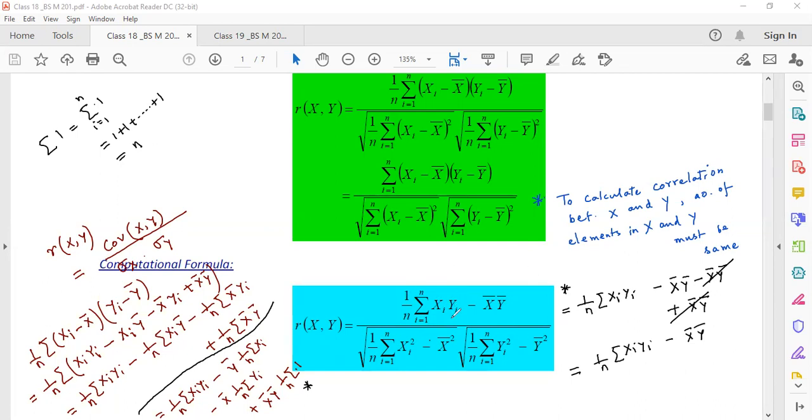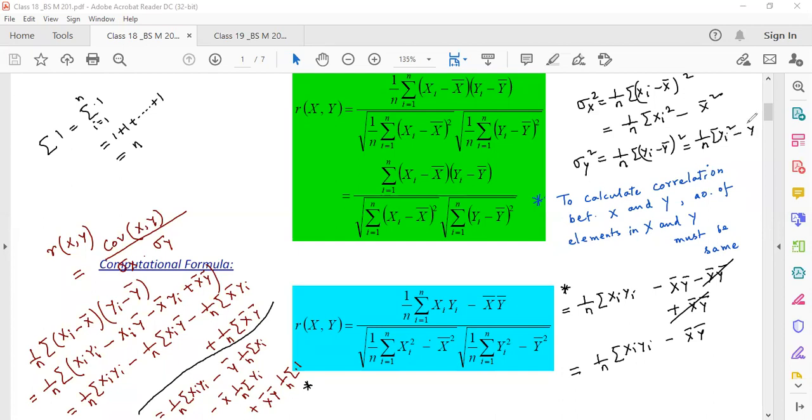Similarly, if you take the formula of sigma x square, which is the variance, 1 by n summation xi minus x bar whole square, by breaking the square you can very well show that it is exactly equal to this. And similarly, you can also show that 1 by n summation yi minus y bar whole square is equal to 1 by n summation yi square minus y bar square. So you can easily derive. I'm leaving these two items for you to derive by yourself.